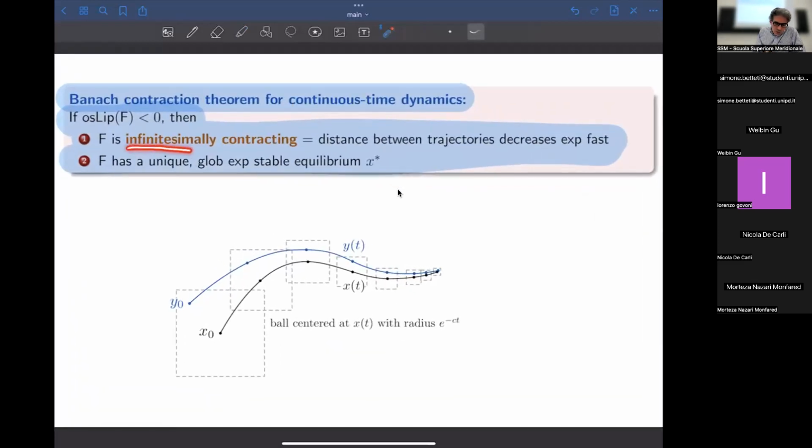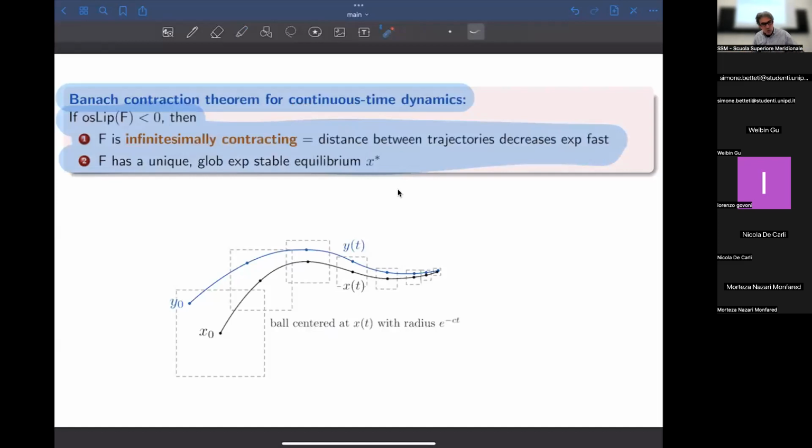I decided that I should call this infinitesimally contracting instead of contracting. Why? Because f is the vector field, so its flow is contracting. As soon as you move infinitesimally, the distance is decreasing infinitesimally. So in continuous time, I will try to remember to use the language infinitesimally contracting instead of contracting. But many people in the literature are not that careful. You just say contracting, and people more or less understand it, but still.